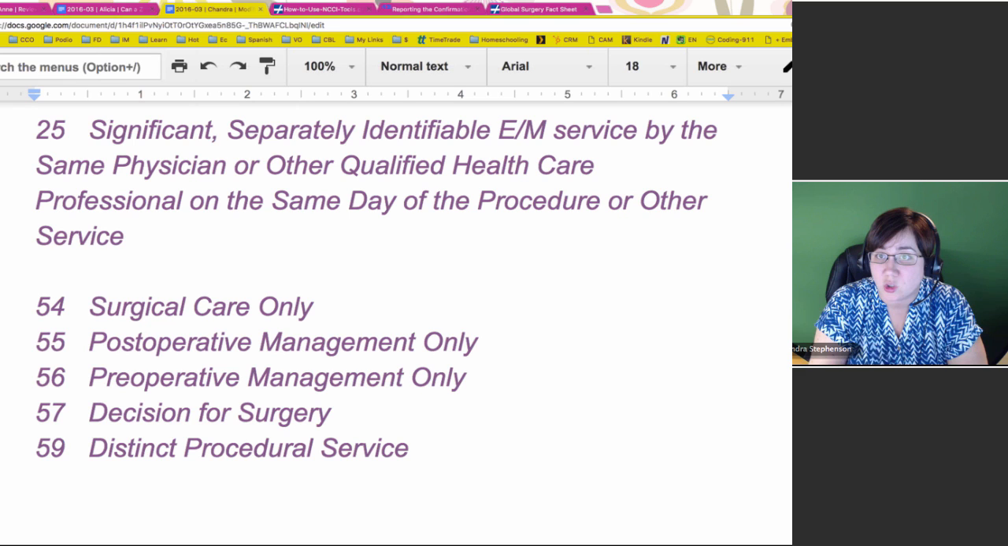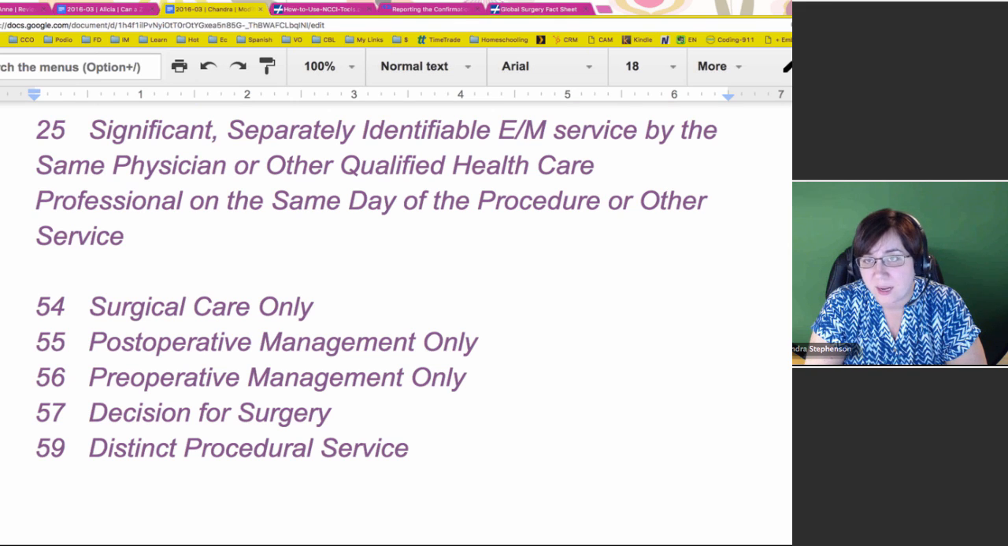Now, it's important to say these are the coding rules. Every payer is a little bit different. For example, Medicare really doesn't like that pre-op modifier and doesn't recognize it in a lot of situations. So you need to be familiar with your carrier rules if you're using these from a billing perspective.